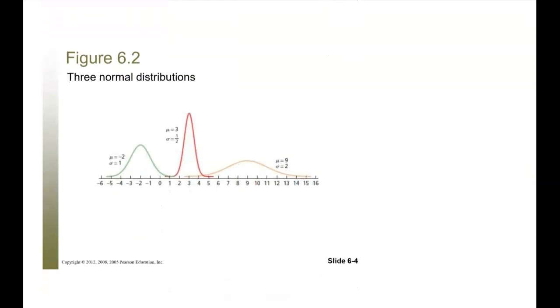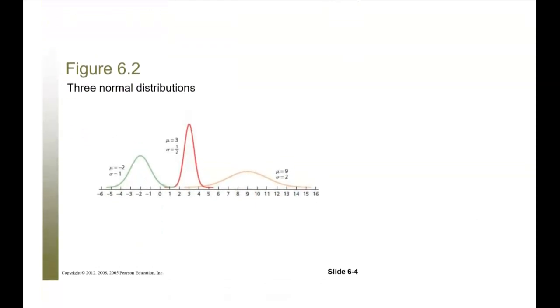So normal distributions, when they're not standardized, of course, can be very wide, like this one, if it has a very large standard deviation. It could be very narrow, like the red one, if it has a very small standard deviation.